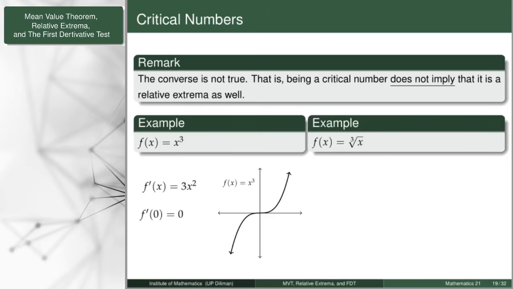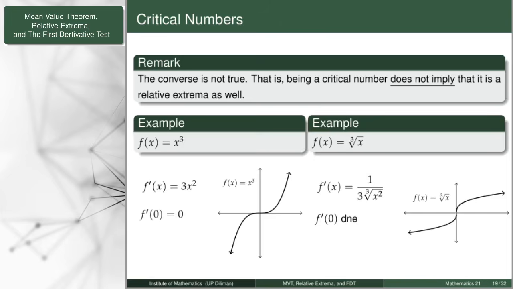Similarly, for the function f of x is equal to cube root of x, the derivative will be 1 over 3 cube root of x squared, with a non-existence at the origin. And again, even though you are a critical number, you do not have a relative extrema at that point. So what's the point in getting the critical number? The point is the following.